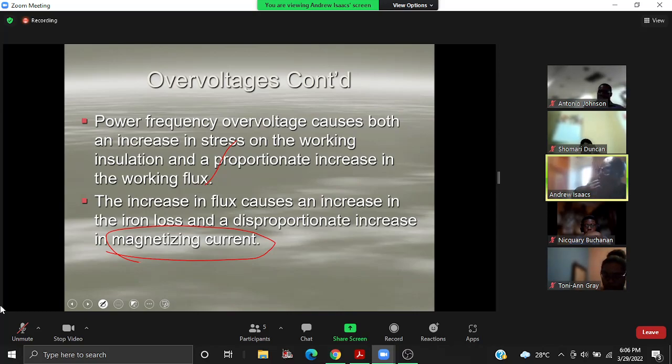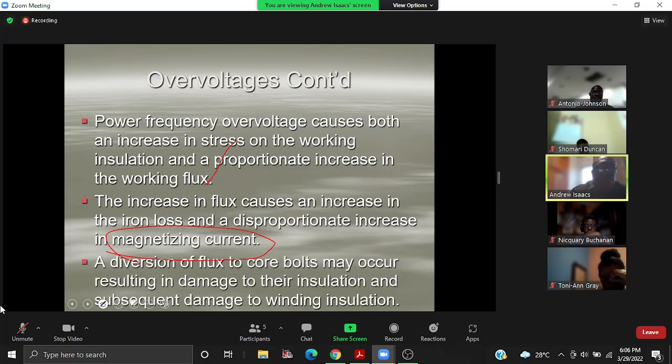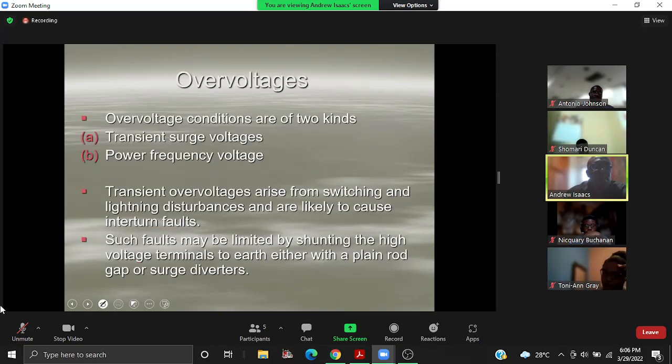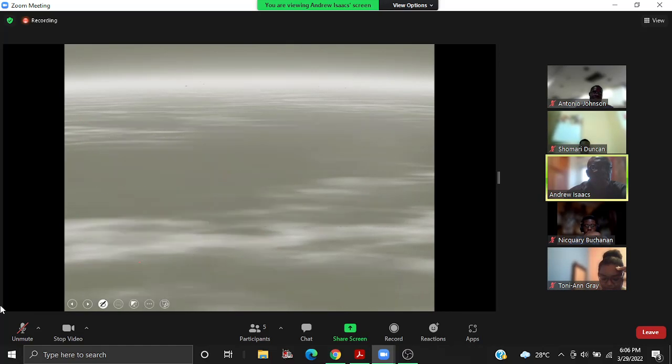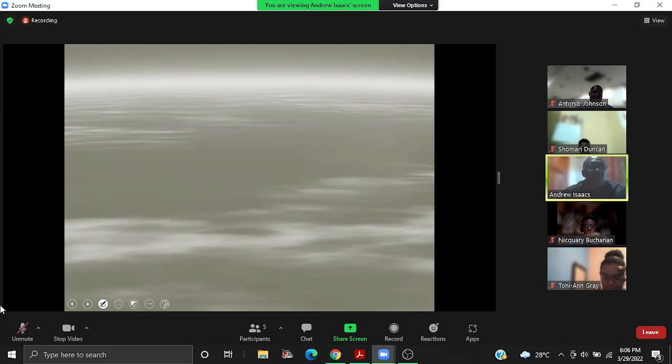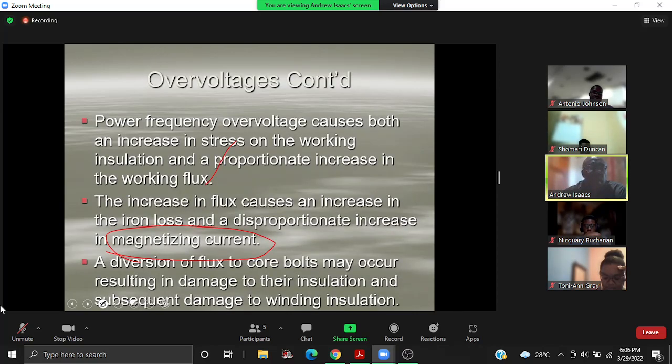All right, so the impact here is that you end up, I think I skipped one there. So we spoke about the overvoltages and the impact of the magnetizing current. And then the last point we have there.